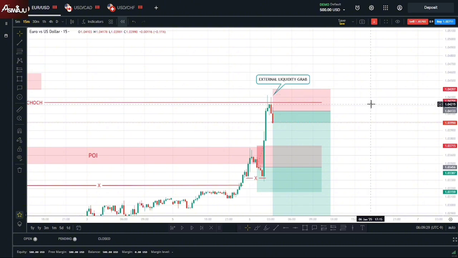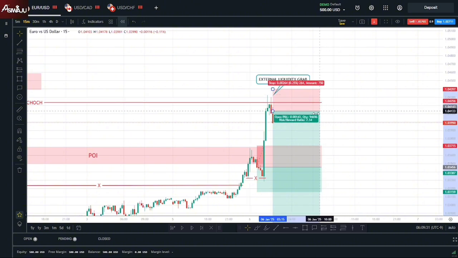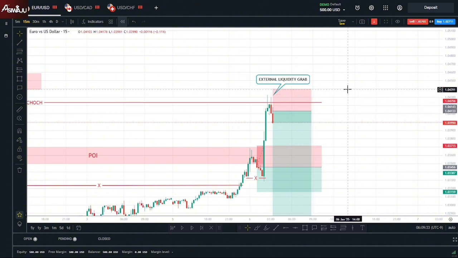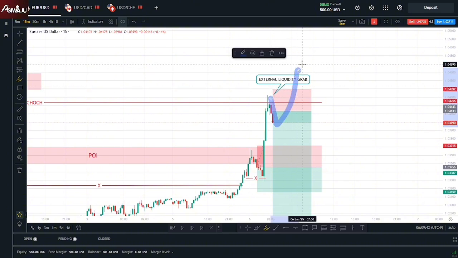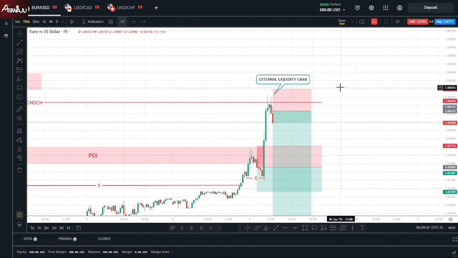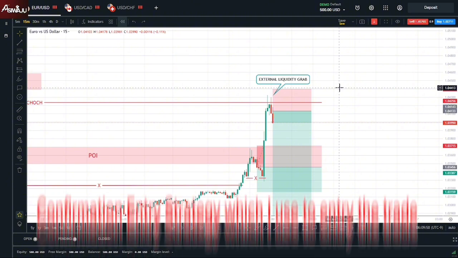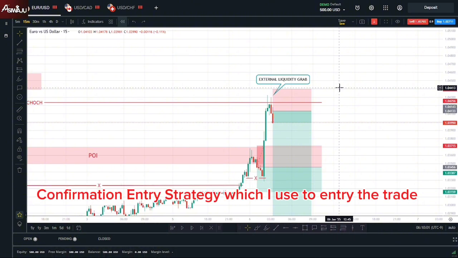This is the momentum shift strategy. So we have the advanced entry strategy for this kind of situation in the market, because even at this point price might retrace again to grab liquidity here before dropping. So this is the reason why I'm saying you need to grab the mentorship, so you understand when and how to enter the market, where to put your stops, and the confirmation strategy which I use to enter the trade.